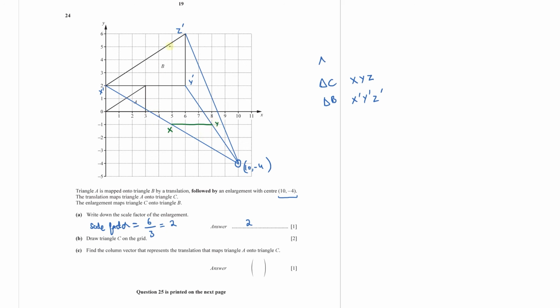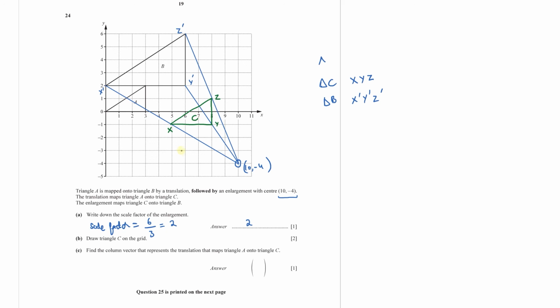I know that point Z prime, point Z is on this line, and the distance between Y and Z would be 2 because it's the same as in triangle A. So from Y, I go 2 points up, and this will be my point Z, which is 2 points above Y, same as this distance in A, and also lies on the line which connects Z prime to the center of enlargement O. Now if I connect these last two, X and Z, I will get my triangle C.